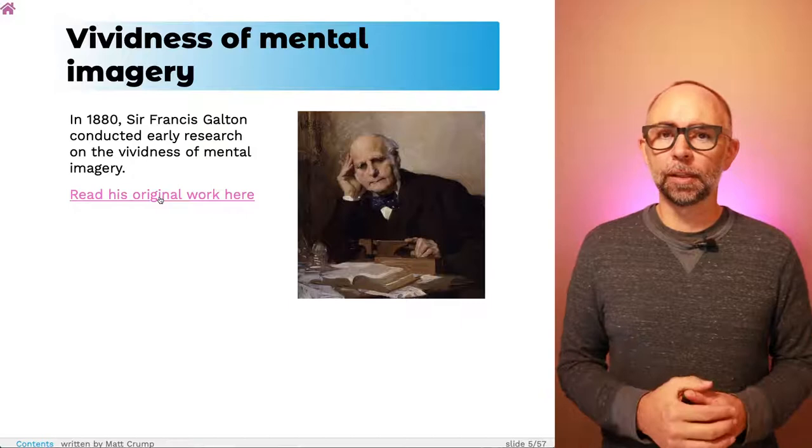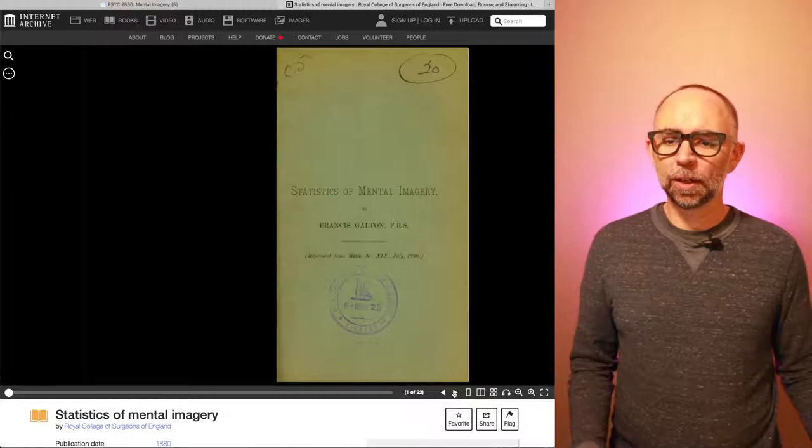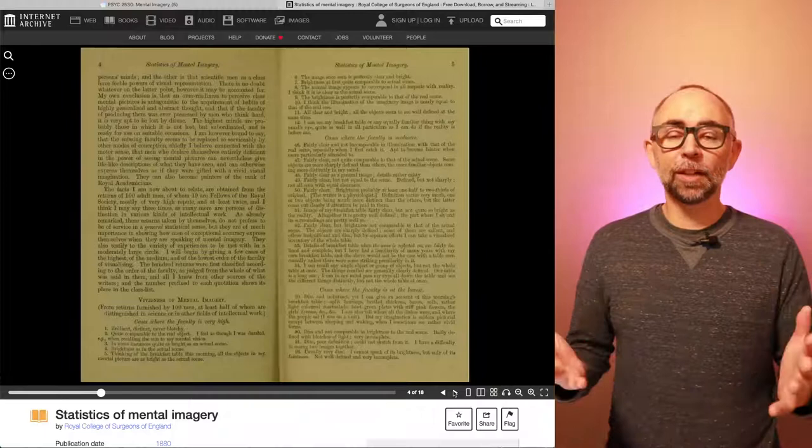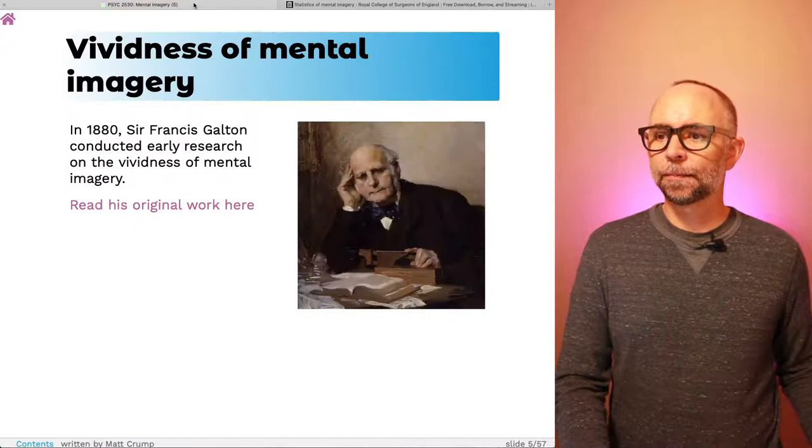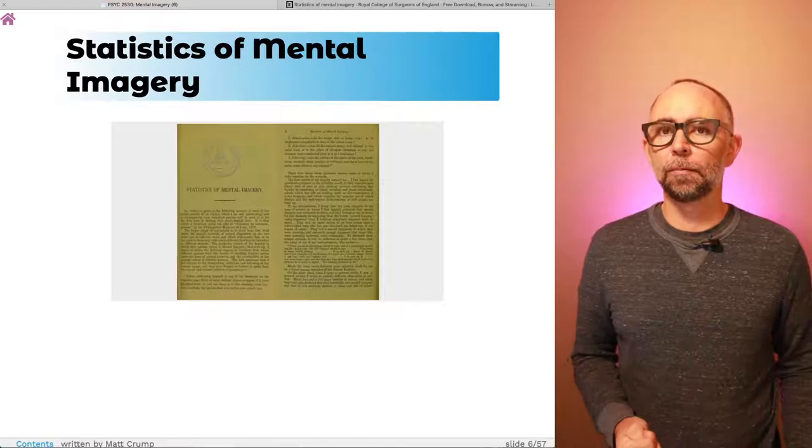It's pretty interesting. And just for fun, I clicked the link. Here's what it looks like. It's only 22 pages long. You could flip through it and read it directly to see what was going on in the research. I'm going to summarize it for us. So let's head back to the slides and we'll talk about what Galton did. So the title of his work was Statistics of Mental Imagery.